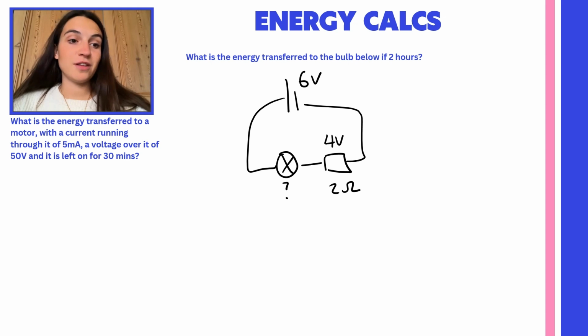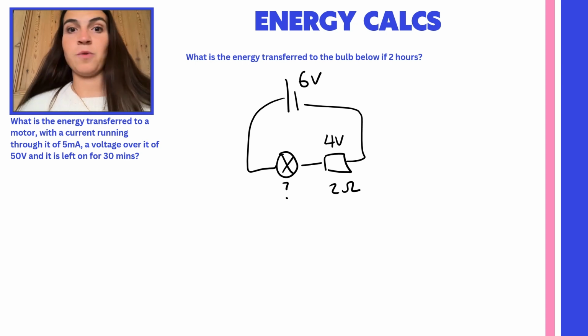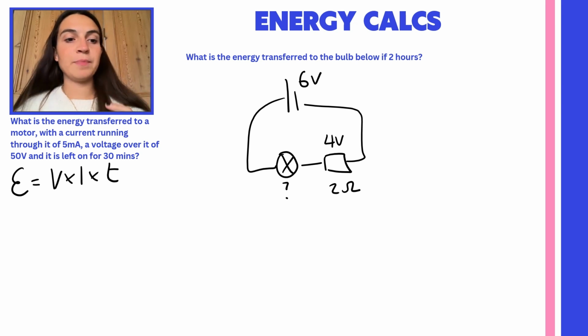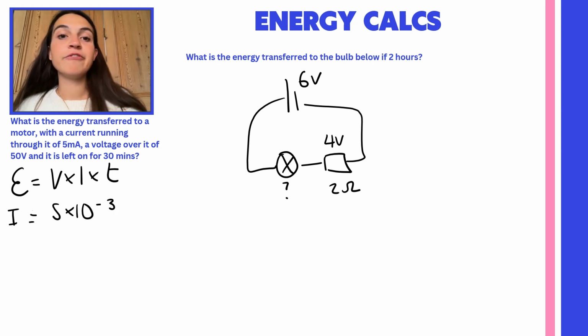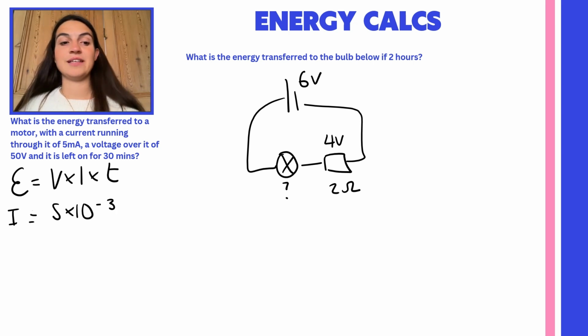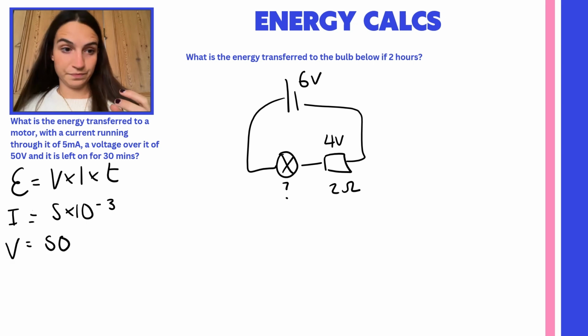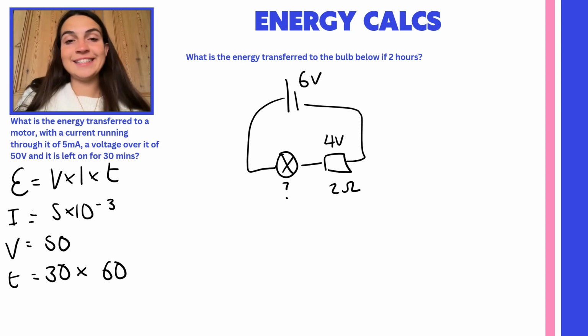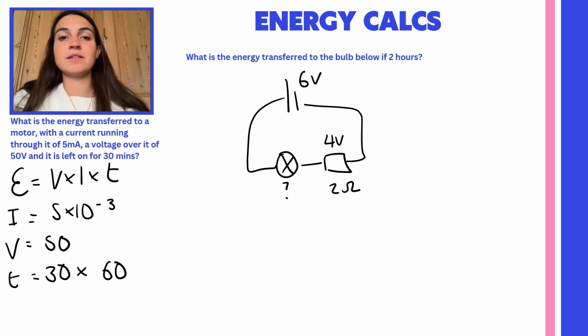Okay, so first question on the left here, what is the energy transferred to a motor with the current running through it at 5 milliamps, voltage over it of 50 volts, and it's left on for 30 minutes? So first things first, let's write out our equation. Energy is voltage times current times time. So let's pick out all of our variables from the question. We have my current, 5 times 10 to the minus 3, because it's in milliamps, so I'm getting it into amps by dividing by 1,000. Voltage, 50, and time, 30 multiplied by 60 to get those 30 minutes into seconds.